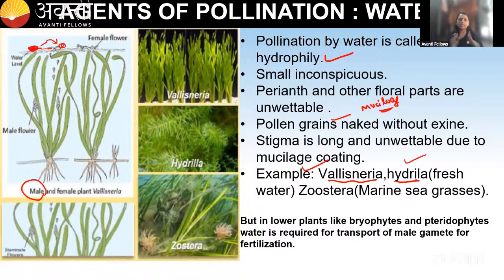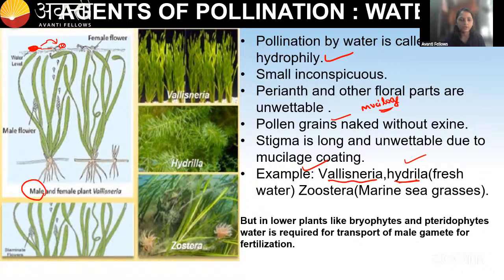And you all know that in the lower plants like bryophytes and pteridophytes, water is important because they require water for the movement of the gametes, male and female gametes, where they are going to meet in the water. Fertilization is going to happen in the water, right? So that is another part. This is mainly where this is in the higher plants.